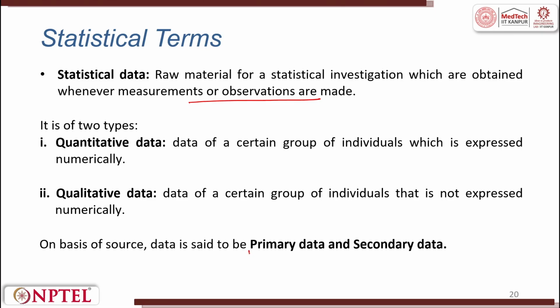I am looking at the last line here: primary data and secondary data. Data could be taken from both sources. If data is collected right now through experimentation, that is primary data. If data is taken from the recorded portion that is already there in books or journals, or maybe some specific websites, that is secondary data.